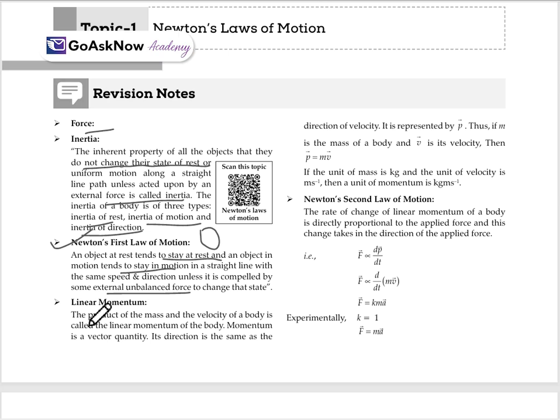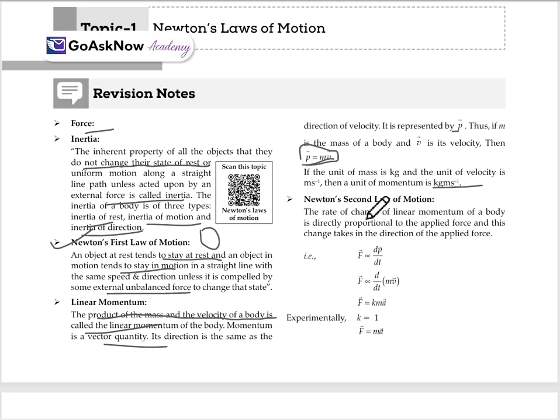Now, the linear momentum. The product of mass and velocity of the body is called linear momentum. It's a very simple thing: the product of mass, m, and velocity, v, of any body is called linear momentum. We can say p equals mv. It is a vector quantity, and its direction is the same as the direction of velocity. It is represented by p, where m is the mass and v is the velocity. Its mathematical expression is p equals mv. If the unit of mass is kg and the unit of velocity is meter per second, then the unit of momentum will be kg meter per second.